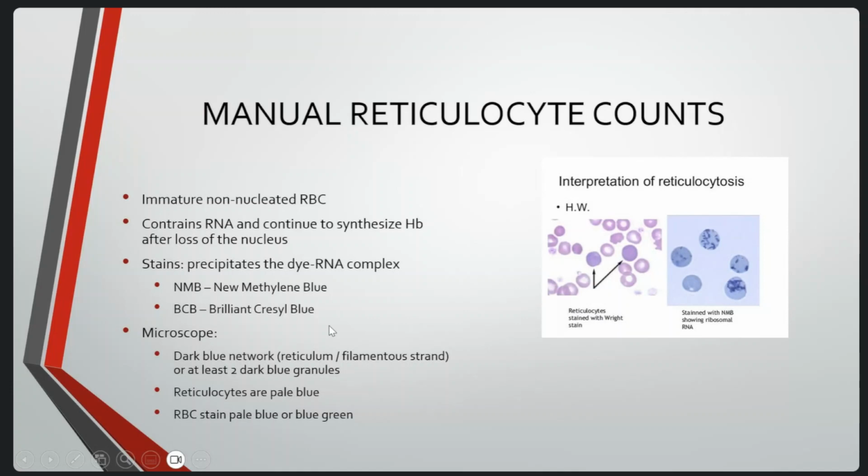We use a special stain for the manual reticulocyte count: new methylene blue or brilliant cresyl blue. Under the microscope, they appear like this. They have a dark blue network, reticulum or filamentous strands, with two dark blue granules. These reticulocytes are pale blue, and the RBC stain will stain pale blue or blue green.